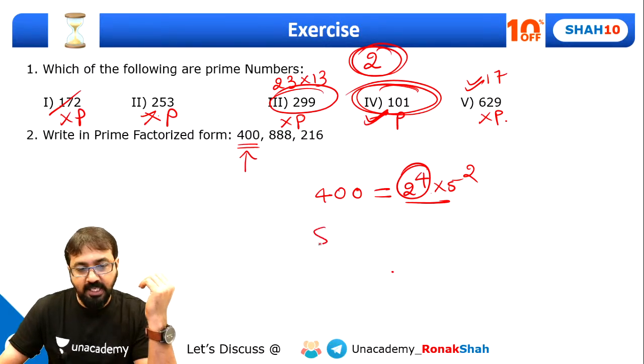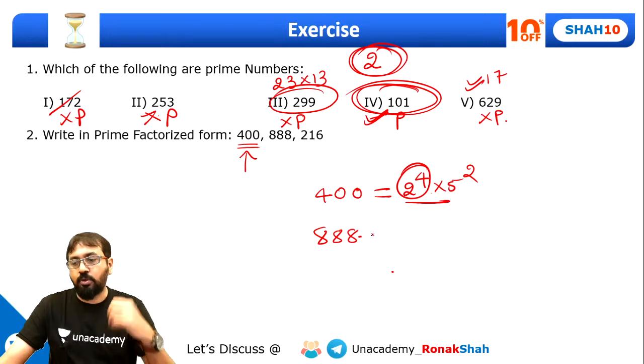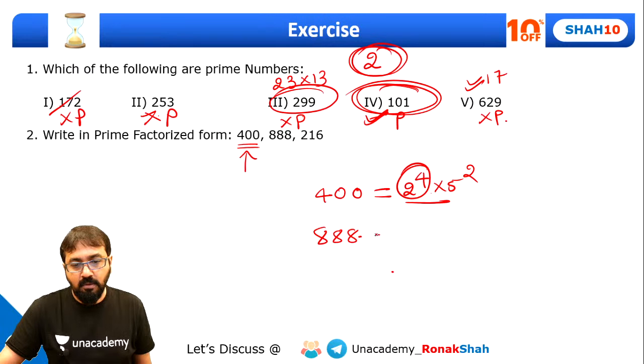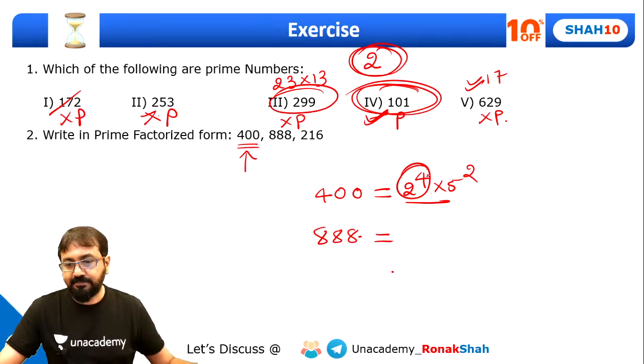Okay. Chalo. 888. Piyusha, what query do you have? Do you have any query, Piyusha? 2 raised to 4 5 square कैसे आया? अभी समझ में आ गया?